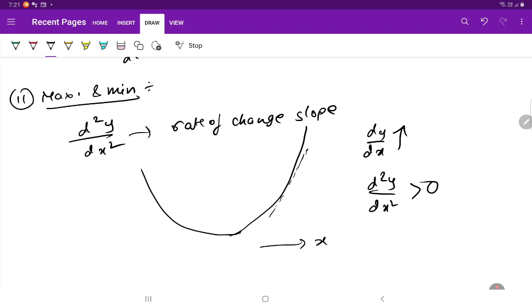For this curve we observe that the curvature is actually pointing towards the positive y-axis. If you take any normal, it points towards the positive y-axis.